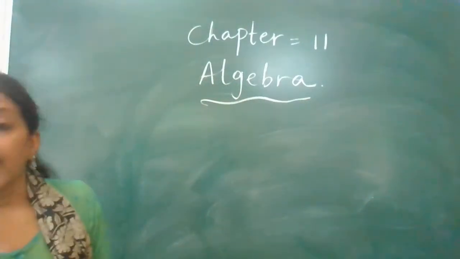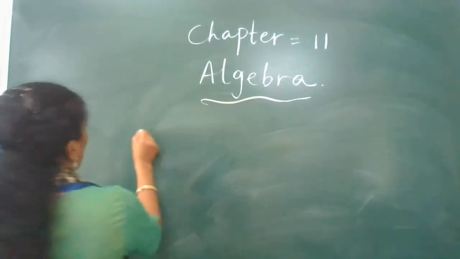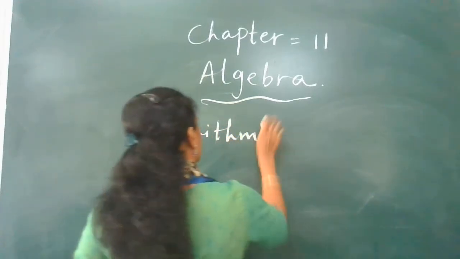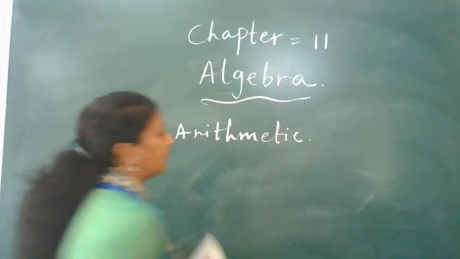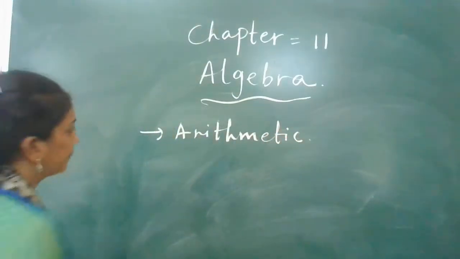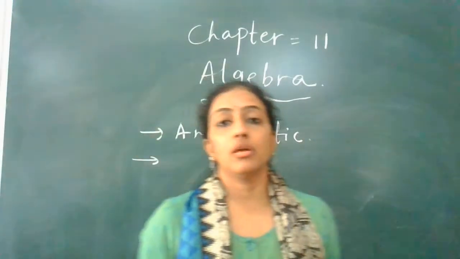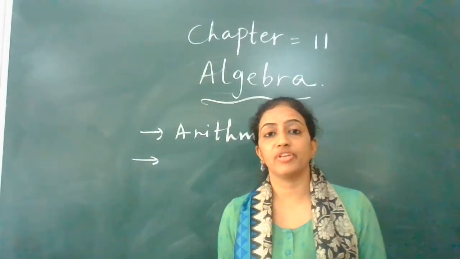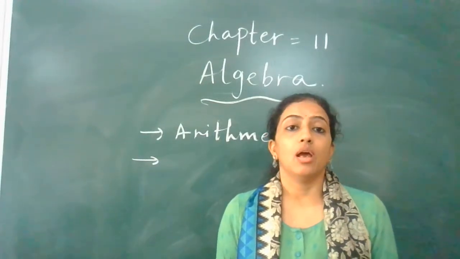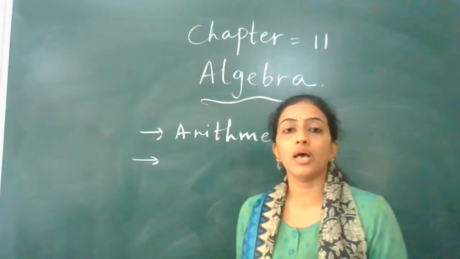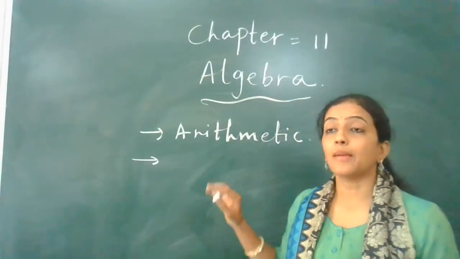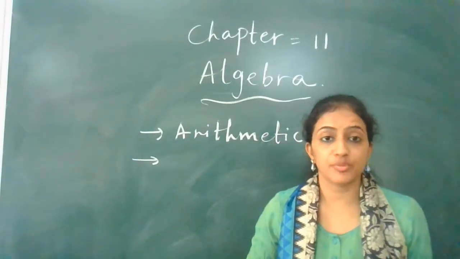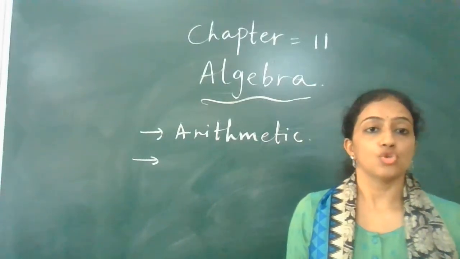What do we call it? Arithmetic. You have studied arithmetic. You have also studied 2D shapes and 3D shapes. 2D means two-dimensional figures, and 3D three-dimensional figures. You have also learned their properties. When you learned about shapes and how to apply them, you learned that as geometry.